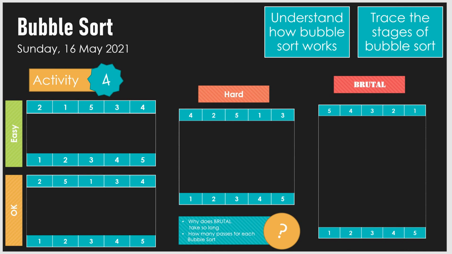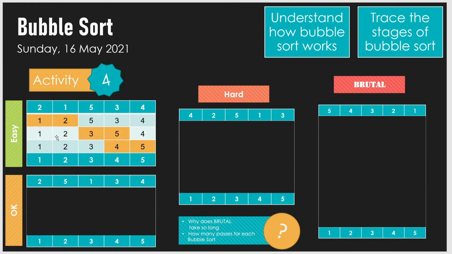Okay, so if you did pause the video and you did attempt these activities, well done to you. Let's see if you managed to trace them the correct way. So let's have a look at the easy one here. We can see the first two values that were swapped over were 1 and 2. And then remember, the algorithm will be looking at index 1 and 2. So first it looked at 0 and 1. Now it's looking at 1 and 2.